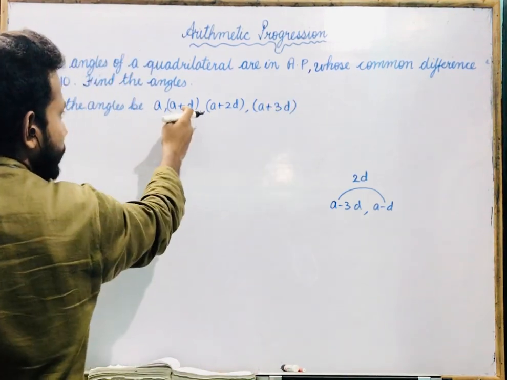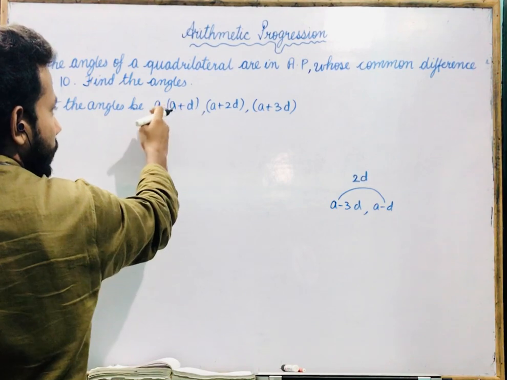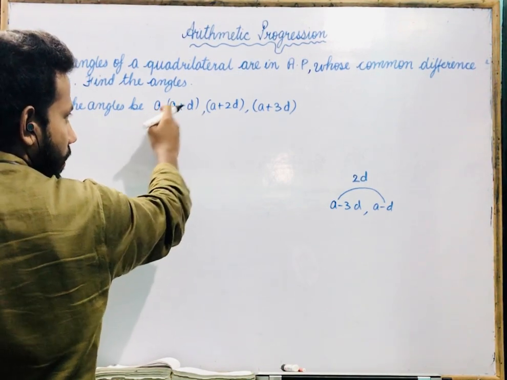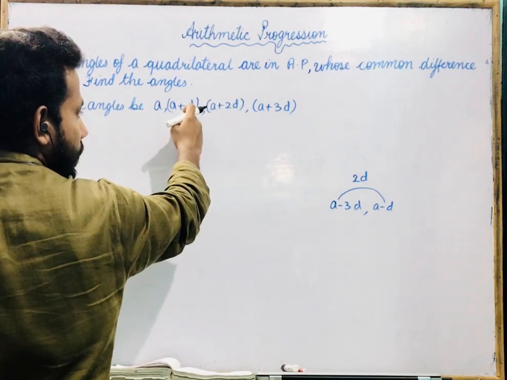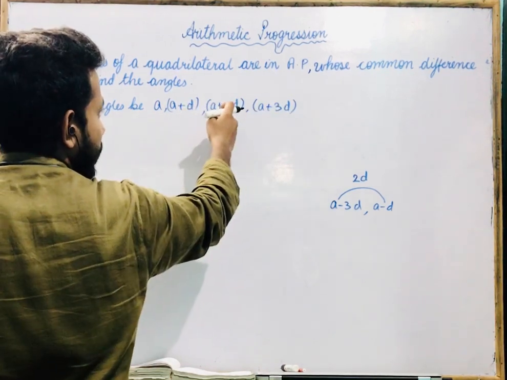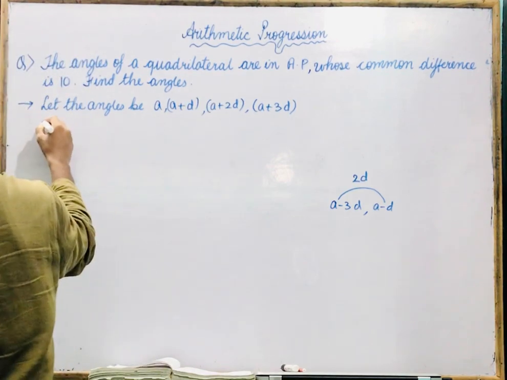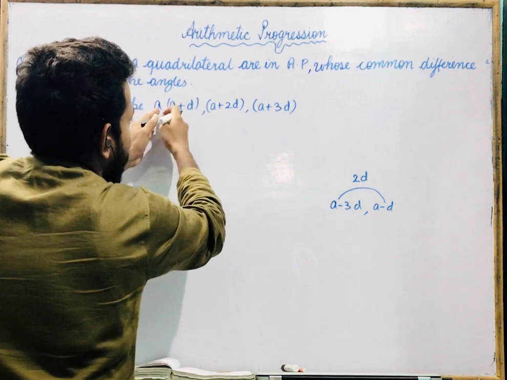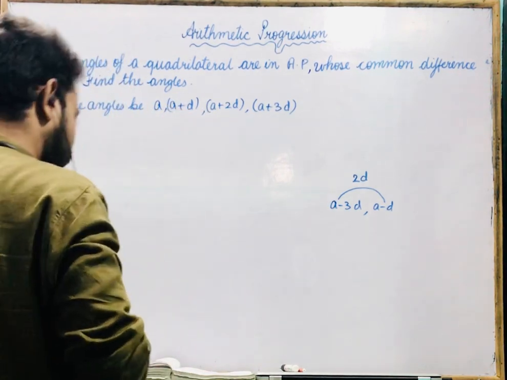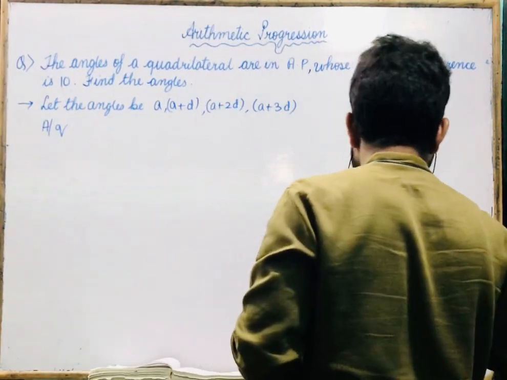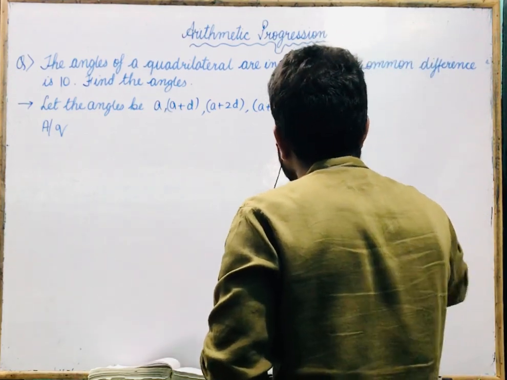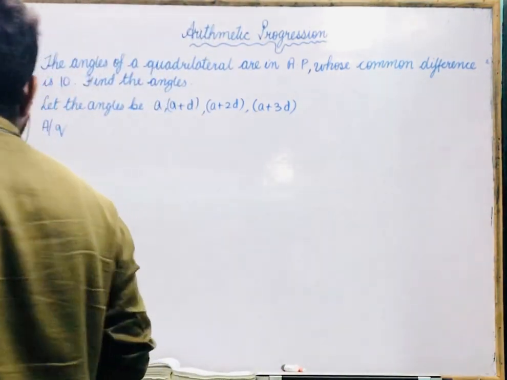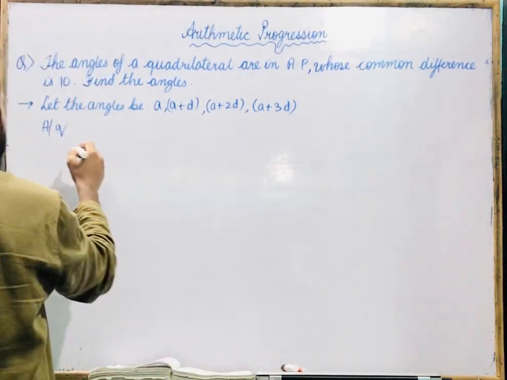Now see what is the difference between these two. What is the difference between these two? That is d. What is the difference between these two? d. Now according to the question, when you add these four angles, how much will you get? These are basic geometry. When you add all the angles of a quadrilateral, how much do you get? 360.